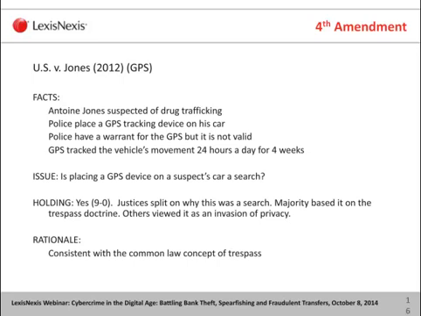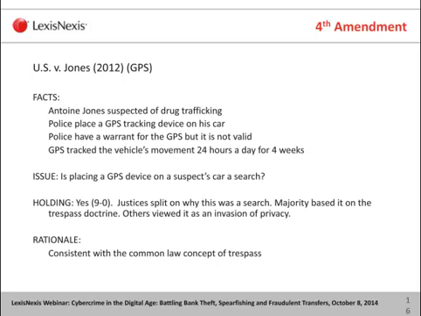Well, here the majority, and some people say they kind of punted on the issue because they didn't want to actually tackle the tough issue, said that the police violated the trespass doctrine, and therefore this was a search. Now, part of those in the majority, in a concurring opinion, viewed it not as a trespass, but as an invasion of this man's privacy. All right, because he had a reasonable expectation of privacy. They viewed long-term GPS surveillance as an invasion of privacy. Of course, that wasn't part of the majority opinion.